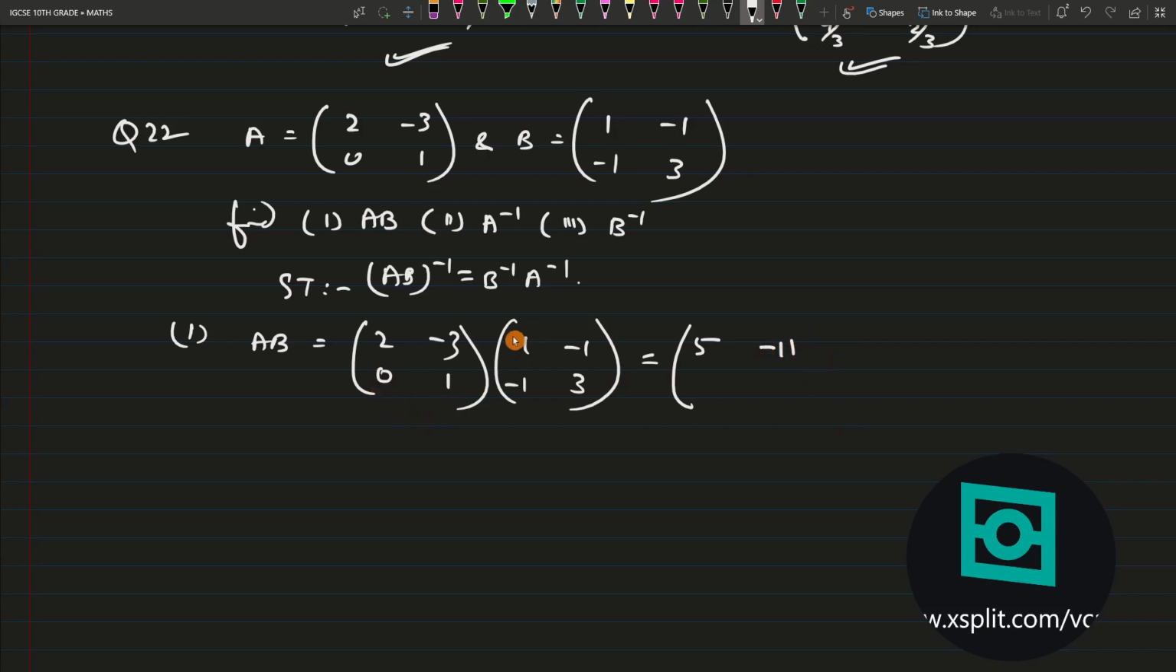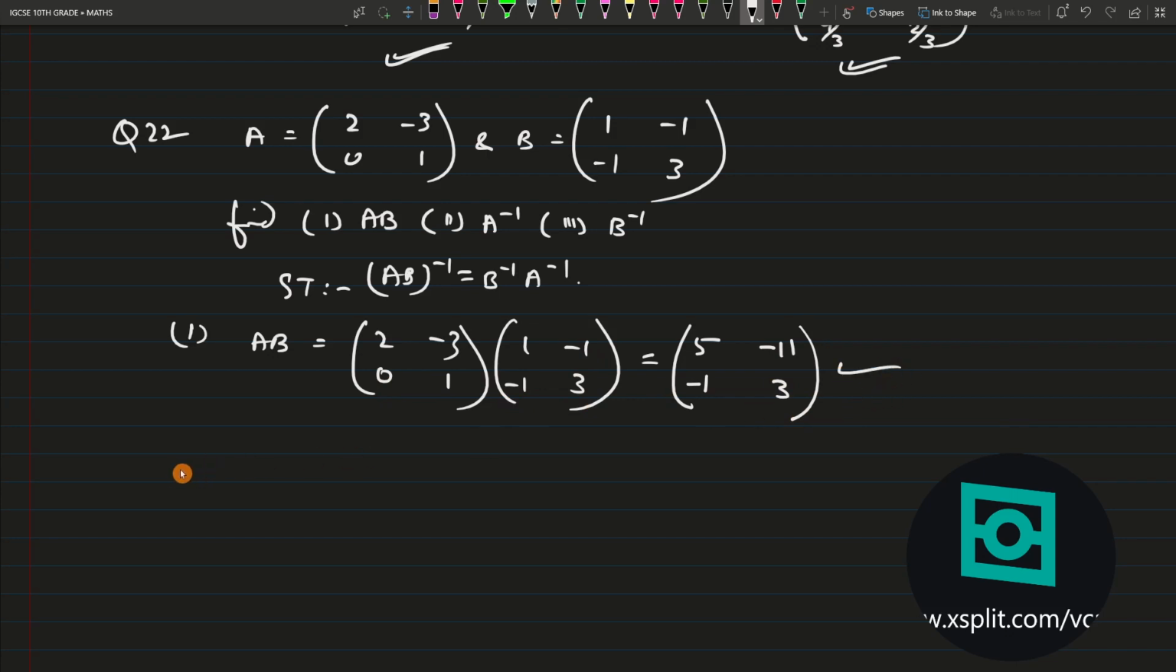Then second row, first column you have to multiply. So 0 into 1 is 0, plus 1 into minus 1 is minus 1. So minus 1. And then you have second row and the second column. So 0 into minus 1 is 0, plus 3 into 1 is 3. So this is the answer for AB.